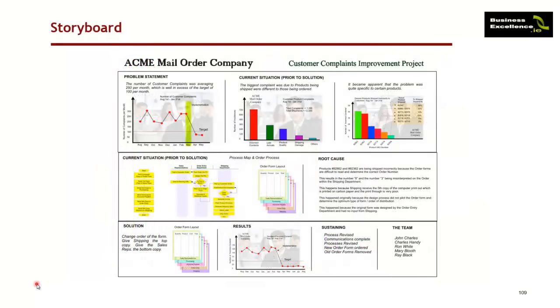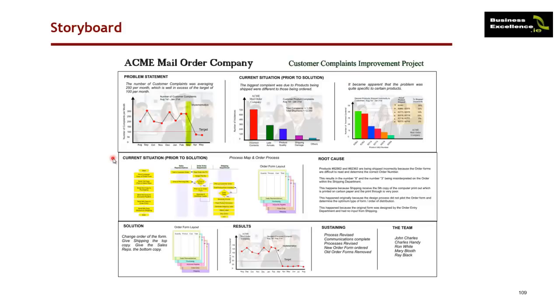One thing that can be very useful as part of this process is a concept called storyboarding. Storyboarding is telling in a very simple way what actually happened during this project, right from the very start of defining the problem statement, as in the number of complaints were averaging 250 per month, which was in excess of the target, which was 150 per month. Then we went on to describe the current situation. What was the process? What was the biggest complaint due to, i.e. incorrect contents? Then specifically, what data did we collect?